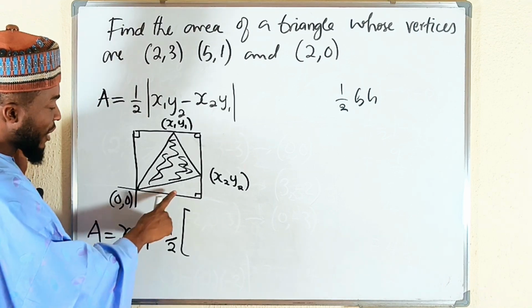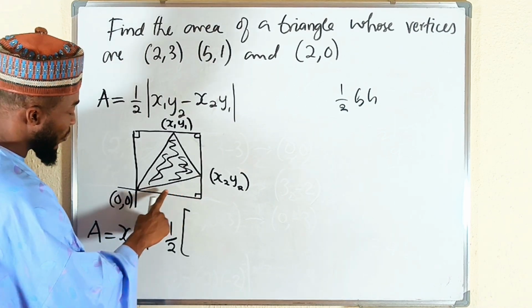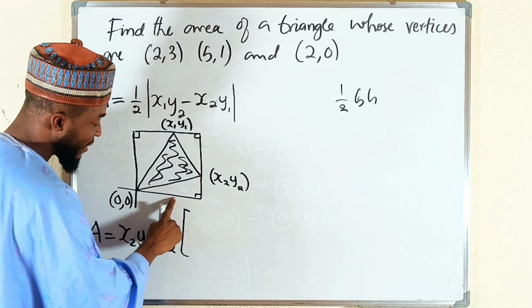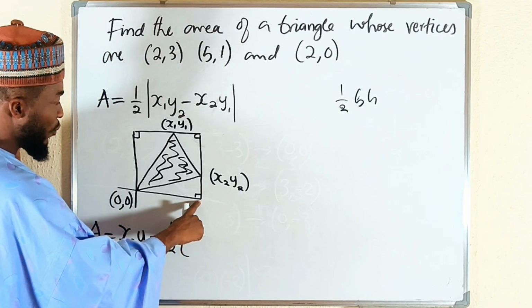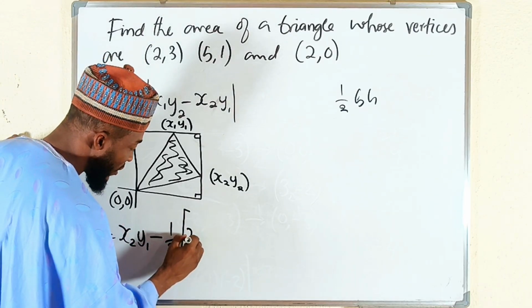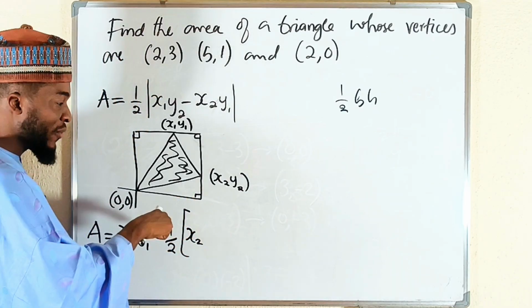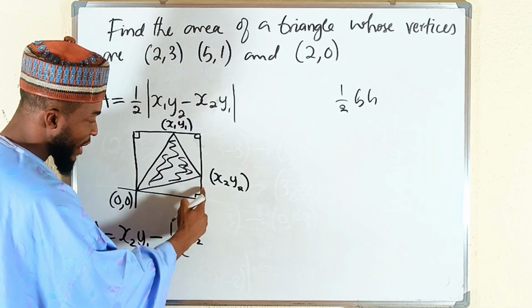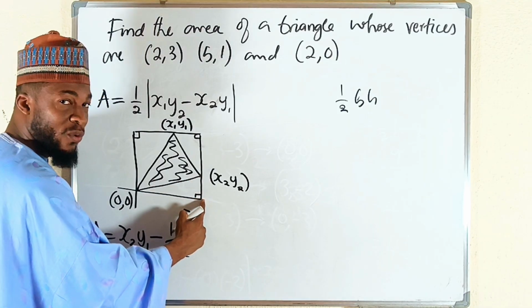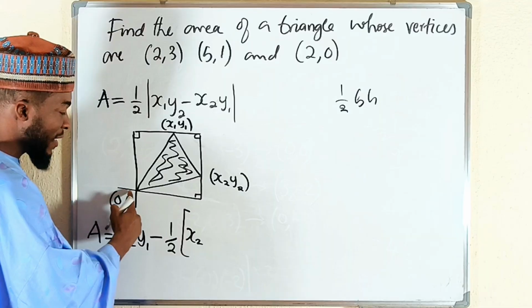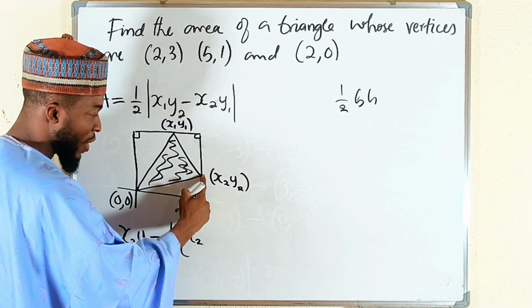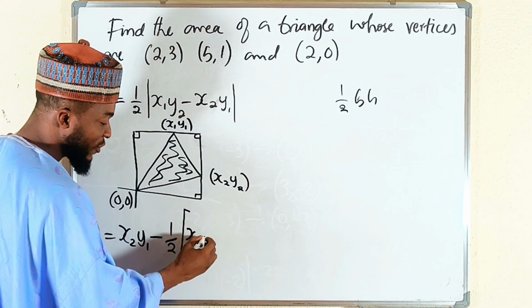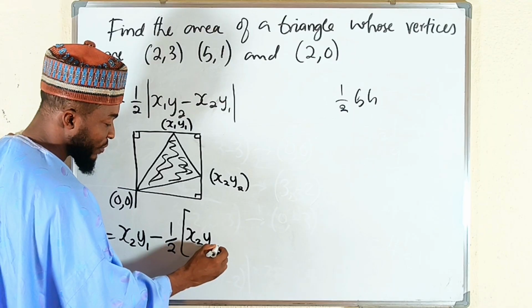So how do we start? Let me start with this one. What is the height? This is the height of the triangle, which is simply x2. I want to always start with x before y. Then what about from here to here? Remember that this is the origin. The y here is 0. And what is y here? Y here will be y2. So this is y2.